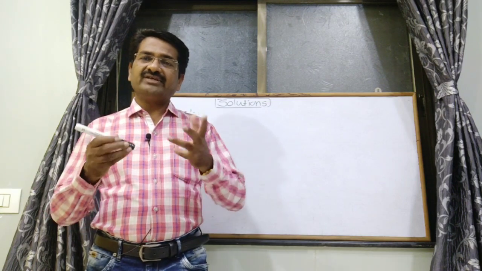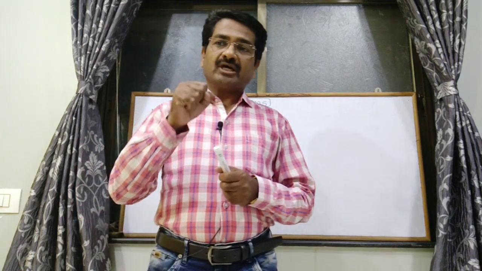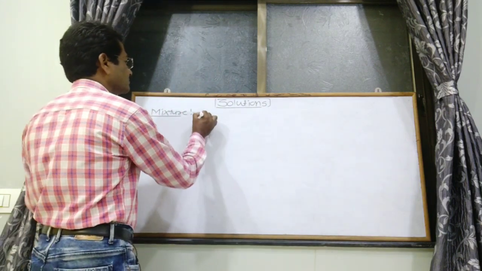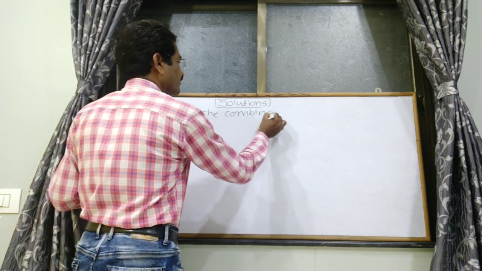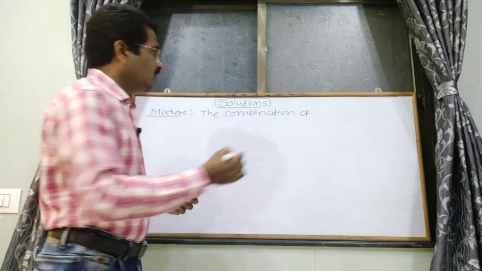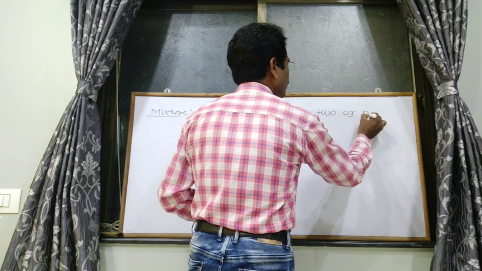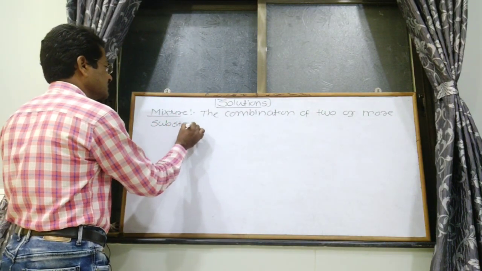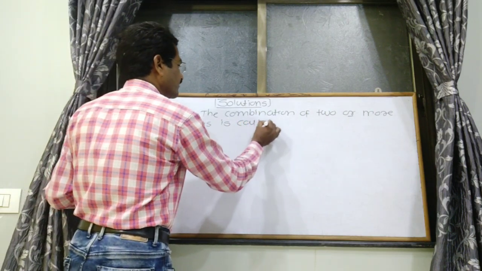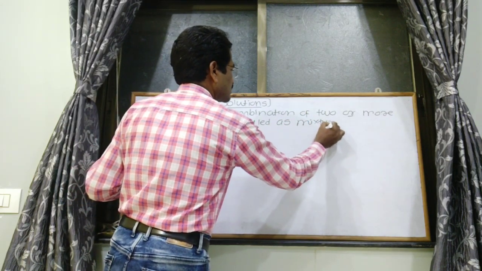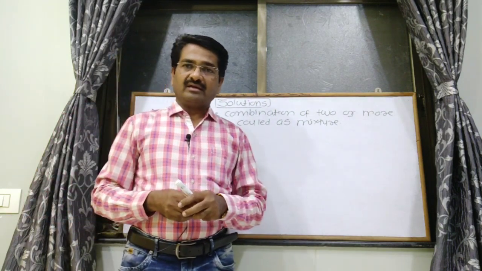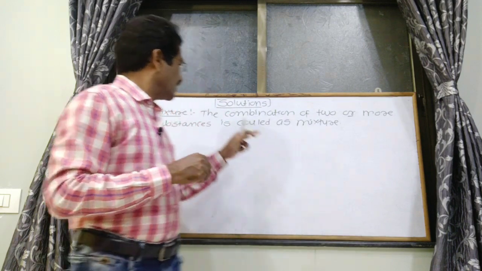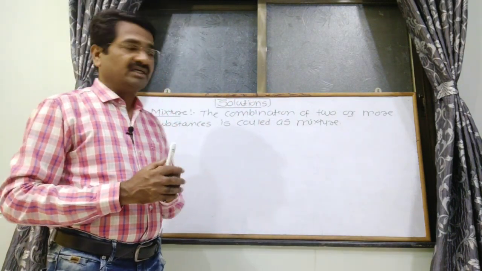So what is the definition of a mixture? The combination of two or more substances is called a mixture. So this is the actual definition. When you mix two or more substances randomly, they combine together to form a mixture. The combination of two or more substances is called a mixture.